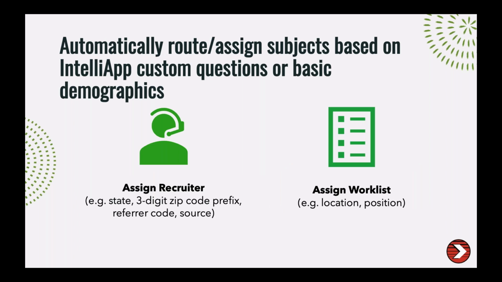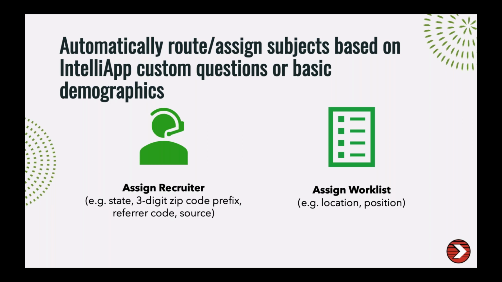We can also set up automation that can automatically assign the recruiter and the work list. You can set this up in a few different ways. The most common ways to assign the recruiter and the work list would be based on custom questions in the application. You can say, if what location are you applying for, should always assign a specific work list, and then that work list is always assigned to a specific recruiter. We can set up routing that way.